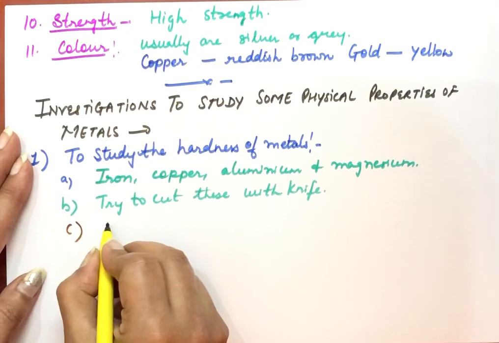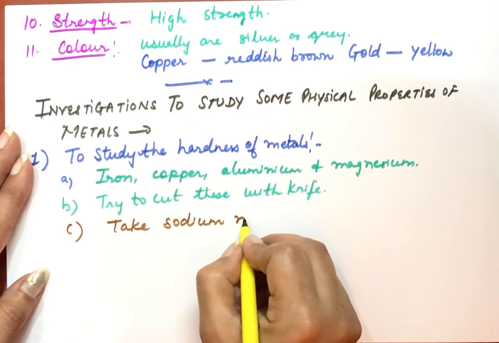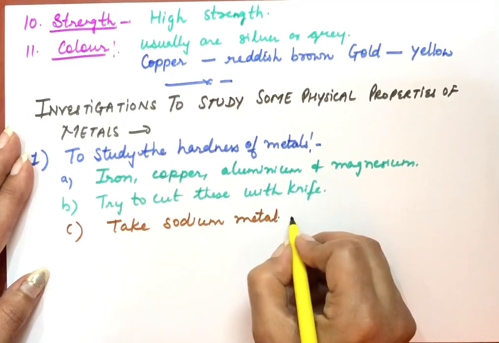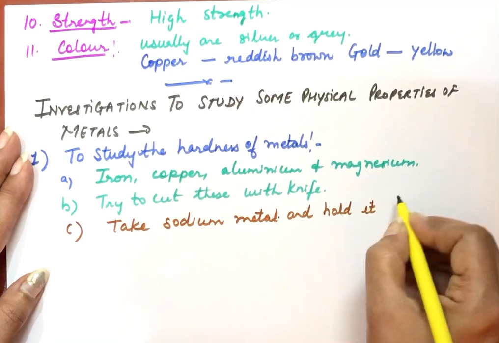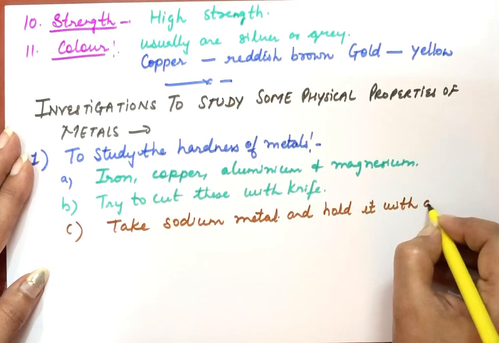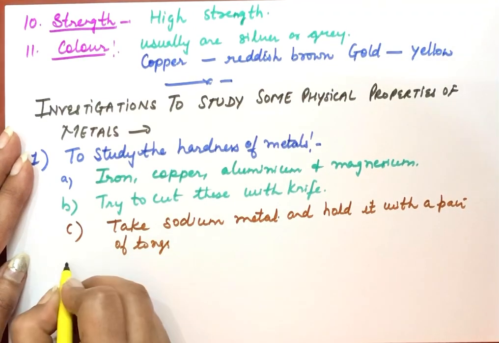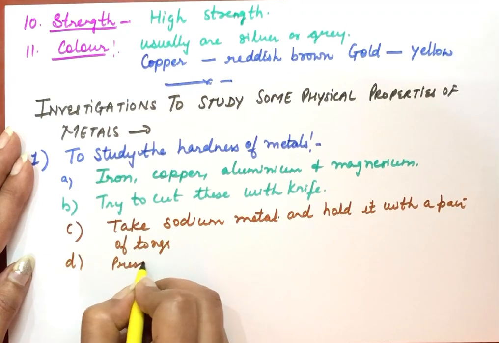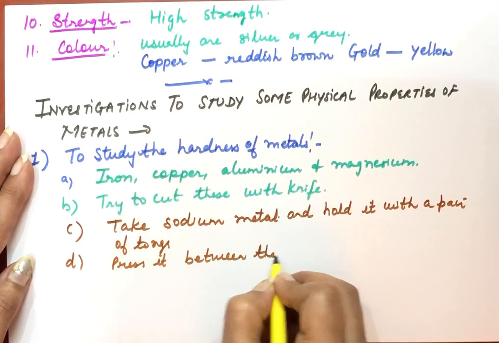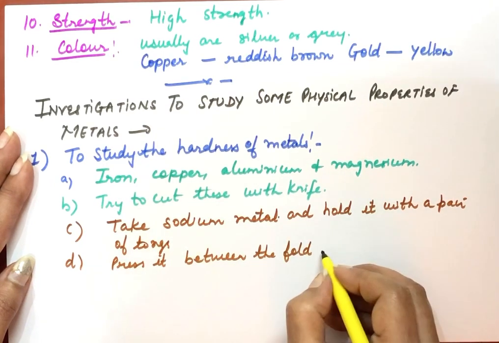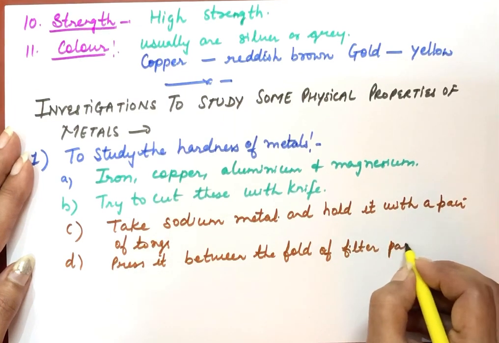But if we take sodium or potassium metals, so take sodium metal, but we have to hold it with a pair of tongs. We cannot hold it with our hands because this can burn in our hand. It's a very reactive metal, so we have to hold it with a pair of tongs. And before cutting this metal, we have to dry it. So press it between the folds of filter paper. We know that sodium metal is stored in kerosene. We cannot keep sodium metal outside like this. It's always stored in kerosene.